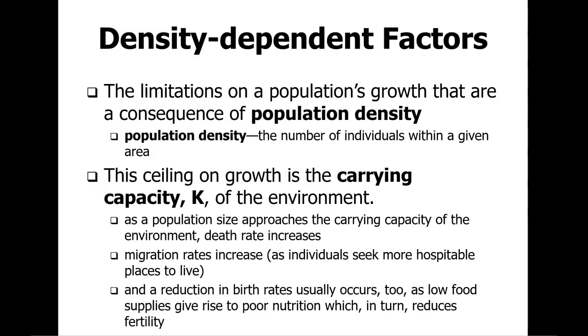Migration rates are also going to increase as individuals seek more hospitable places to live. Birth rates will start to decrease. For example, a low food supply is going to give rise to poor nutrition, which will reduce fertility.